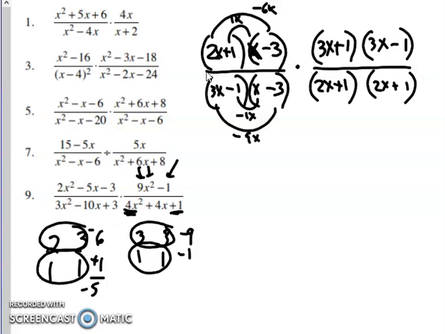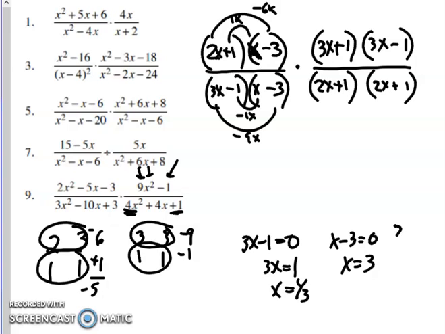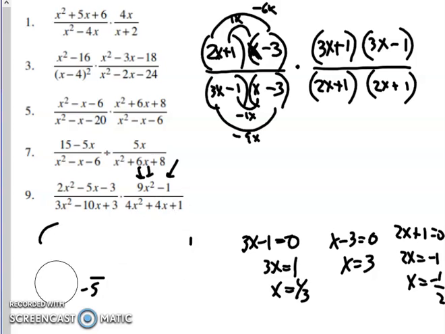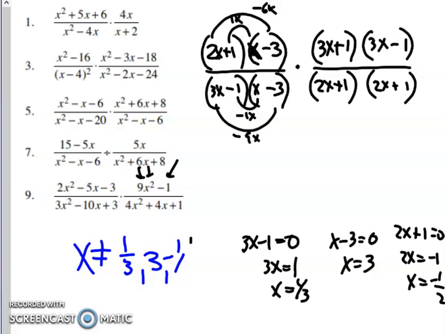All right, so for our zeros, if I let 3x minus 1 equals 0, add 1, and divide by 3, one value that doesn't work is 1/3. x minus 3 equals 0, so that means x cannot be 3. 2x plus 1 equals 0, subtract 1, divide by 2, and that factor is repeated. So the 3 values that don't work here: x cannot equal 1/3, 3, and negative 1/2. Those are our restrictions on the domain.